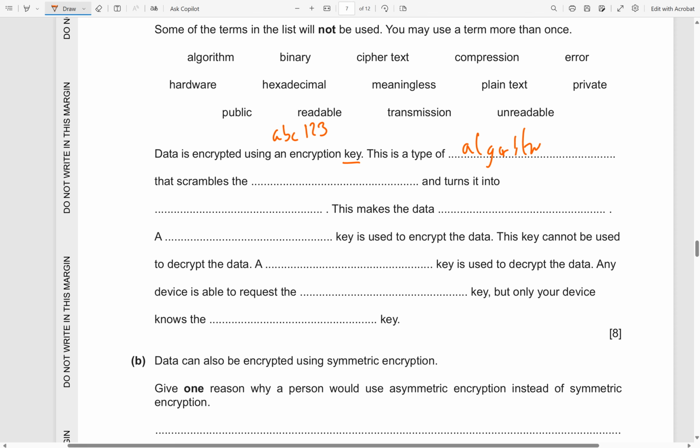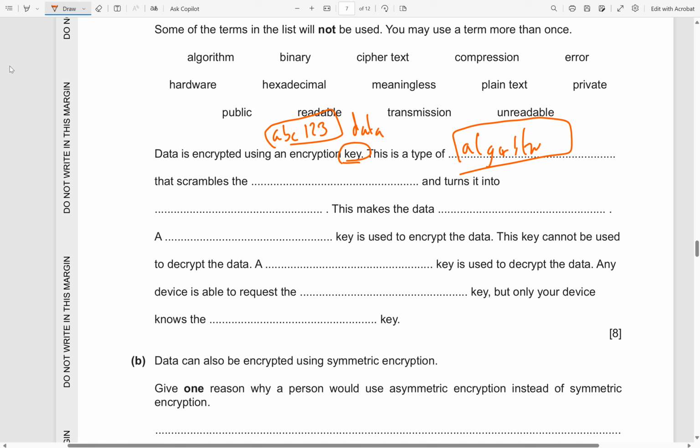In reality, this is probably going to be something randomly generated. However, you can manually specify it as well. So I would actually say this is not an algorithm. Really, this is just data. However, for some reason, in a lot of these past paper questions, they always call the key an algorithm. So that's something you just have to remember. That's some weird Cambridge quirk, to be honest.